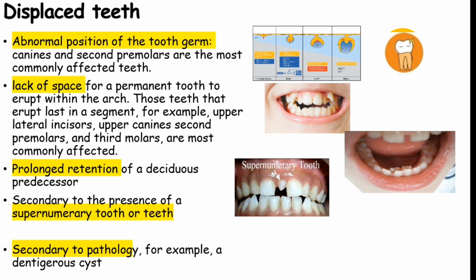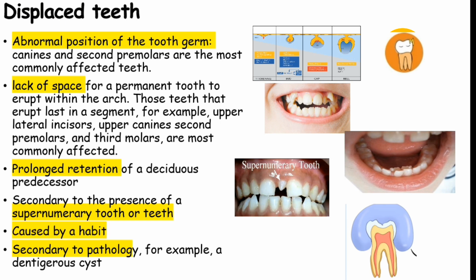Secondary to the presence of a supernumerary tooth or teeth. Look at the picture. The arrow is indicating the supernumerary tooth, conical shaped, between the central incisors and leading to crowding. Secondary to pathology, for example, a dentigerous cyst. And displaced teeth may also be caused by a habit like thumb sucking.